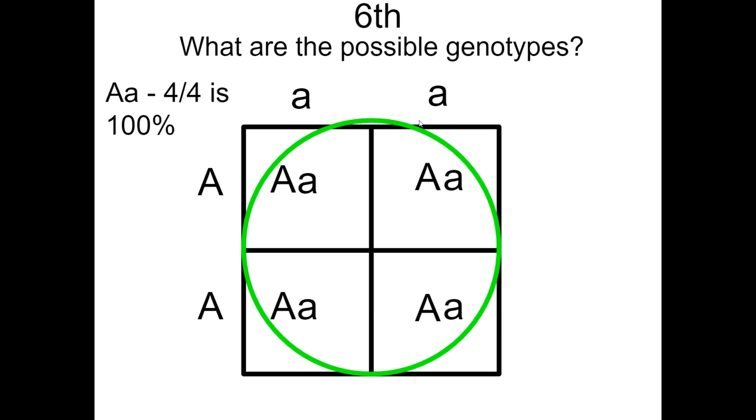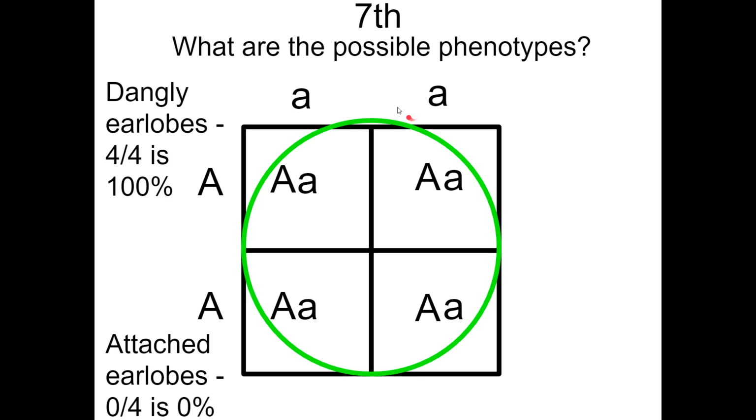Now, what does this mean? What are the possible phenotypes? Because those were the genotypes. So dangly earlobes, they'll have 100% of the time. Why is that? Well, it's because a dominant gene is present. This big A is present. Remember that the big A dominates the little a, and so the only way to show attached earlobes is if you have a little a, little a.